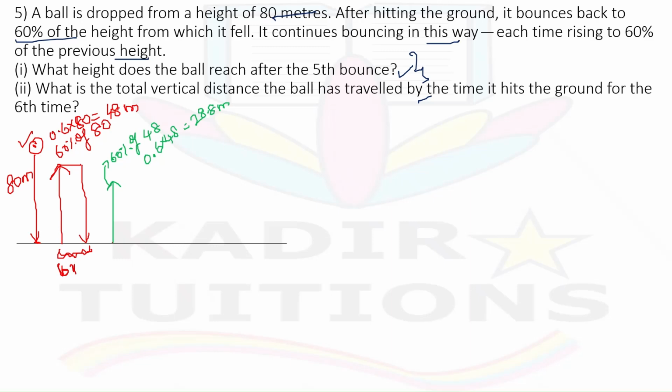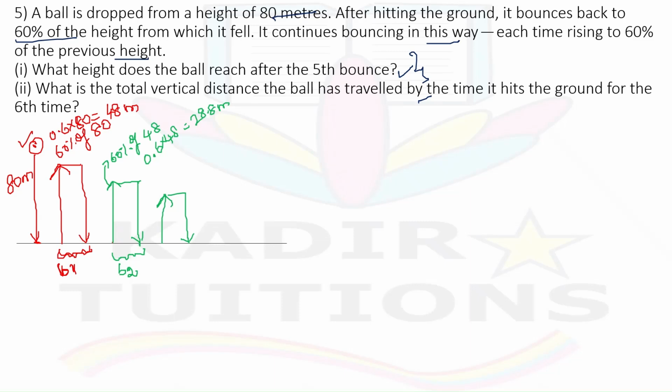Now from this place, after reaching 28.8 meters, the ball is going to come back and hit the ground once again. So this phase is during the bouncing of the ball for the second time. After it hits the ground, again it is going to bounce back, and it reaches 60% of the previous height, which is 28.8 meters, and again it is going to come and hit the ground. Like this the process is going to continue. Okay, so now we will come to the question.